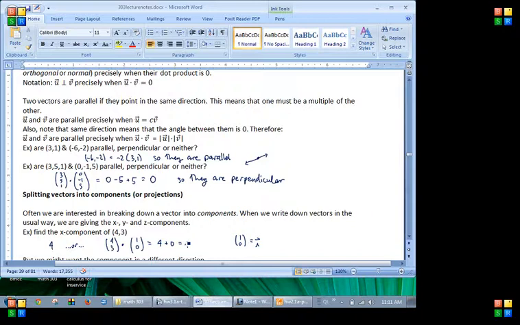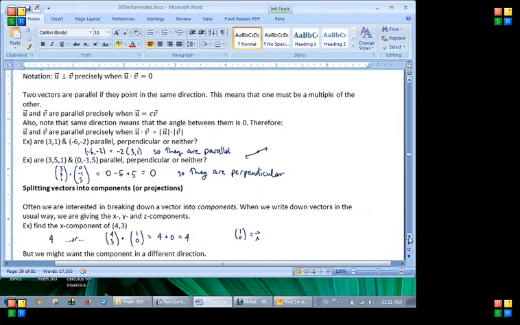And we're going to use that idea because what if we want the component of our original vector but in a different direction? What if we don't just want the x component or the y component or the z component? What if we want the component in a different direction? When you say component, you mean the magnitude? What does 4 represent here?